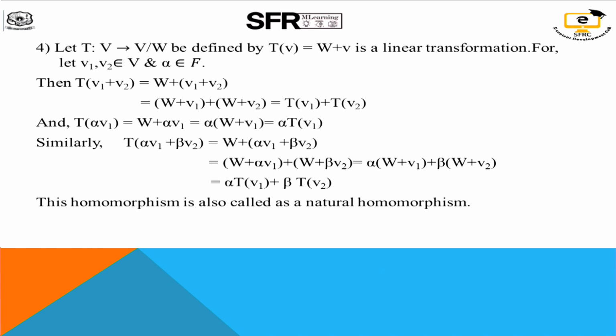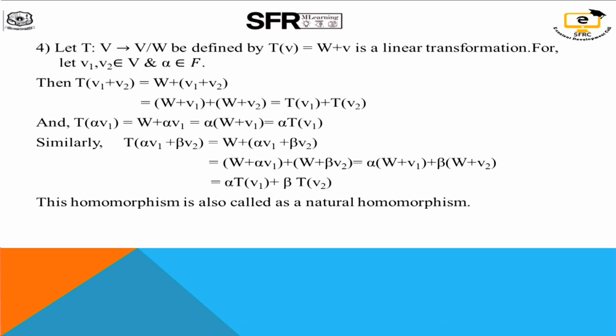T of V1 plus V2 equals, by definition, W plus V1 plus V2. By the coset definition, we can split this into W plus V1 plus W plus V2. Because V1, V2 belong to capital V, T of V1 equals W plus V1 and T of V2 equals W plus V2. Therefore, addition is satisfied. Similarly, for scalar multiplication, by the coset definition, W plus alpha V1 can be written as alpha times W plus V1, which can be written as alpha T of V1.